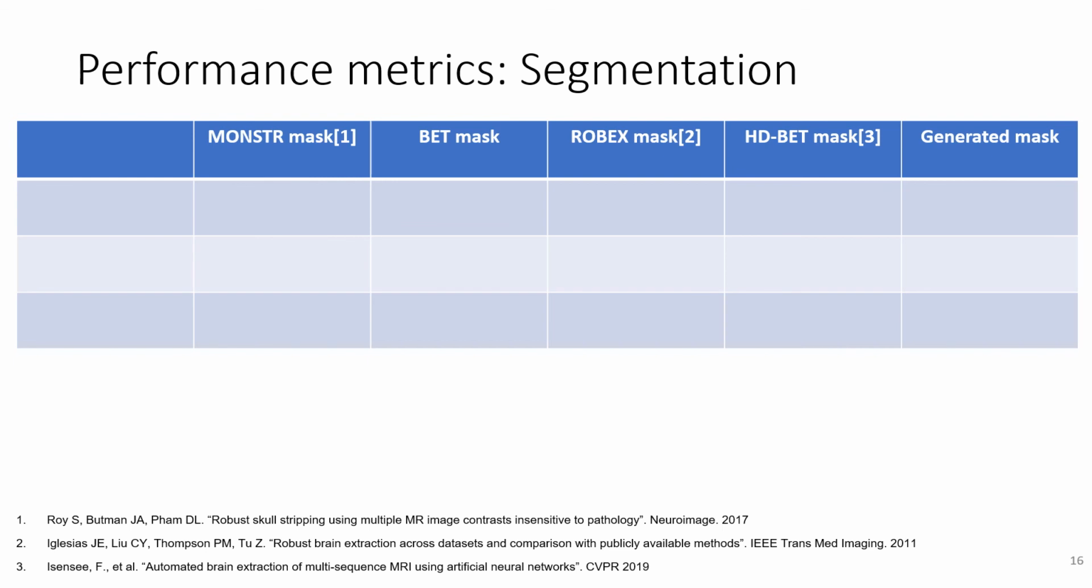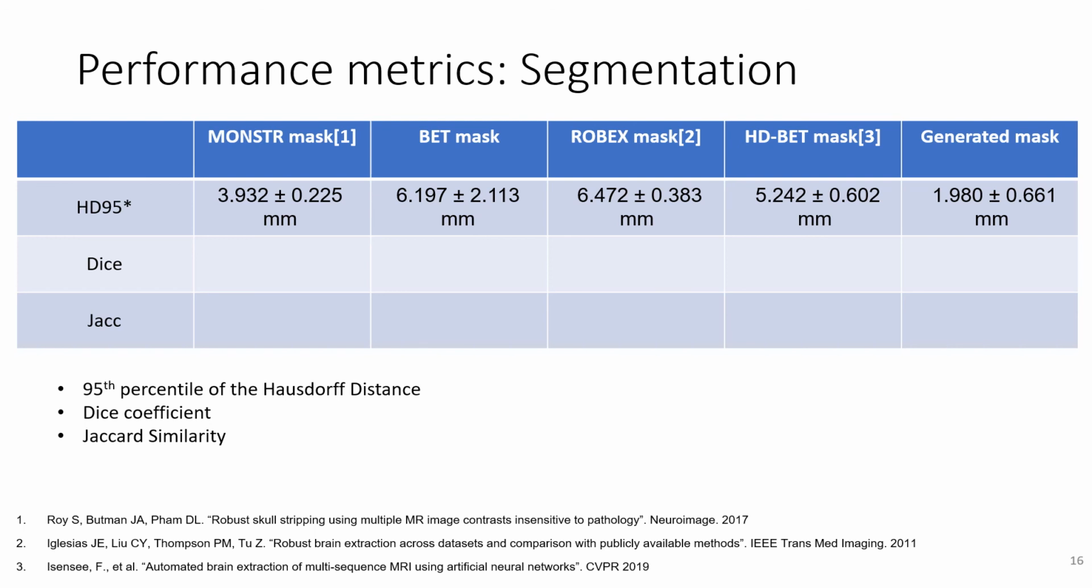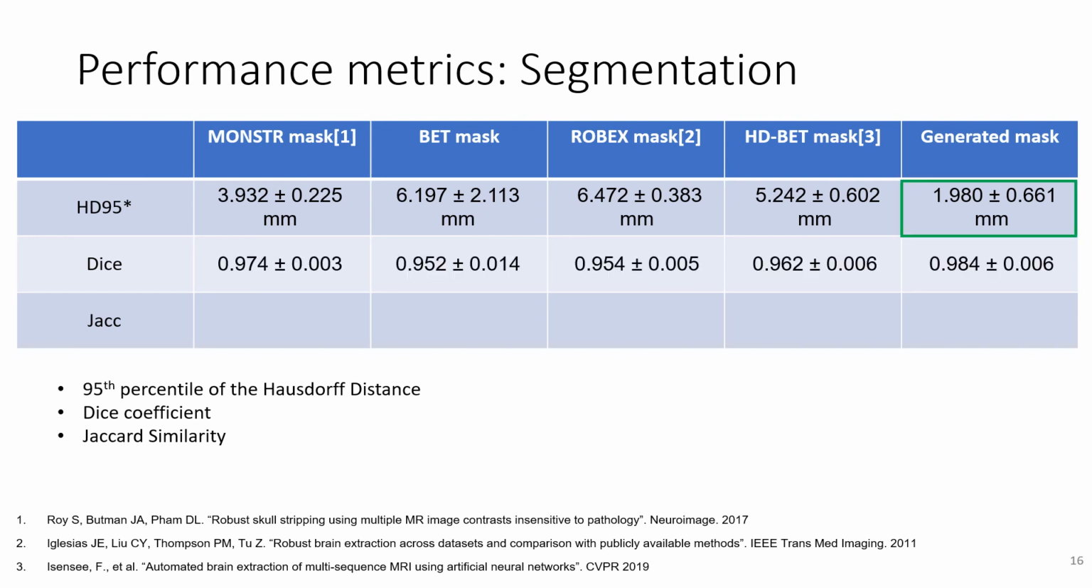We also compare the volume masks generated from the network described to those obtained from skull stripping tools using performance measures such as the 95th percentile of Hausdorff distance, the dice coefficient, and the Jaccard similarity. When we look at the 95th percentile of the Hausdorff distance, we find that we were able to generate a mask which has a difference of less than 2 millimeters. That is, it has a surface distance of less than 2 millimeters.